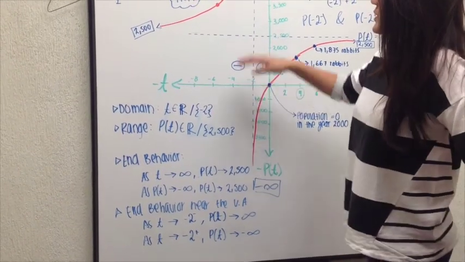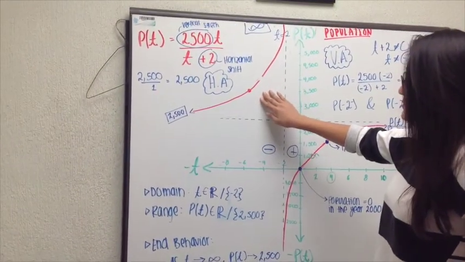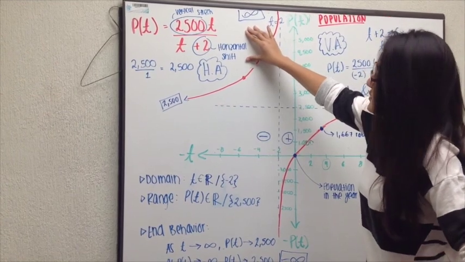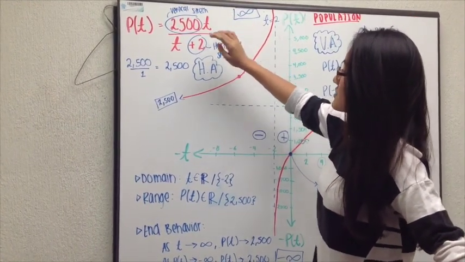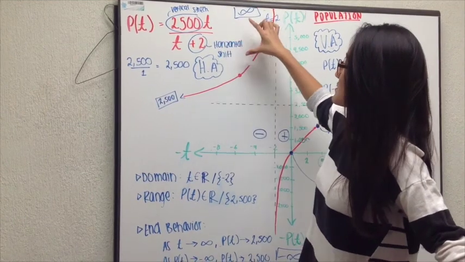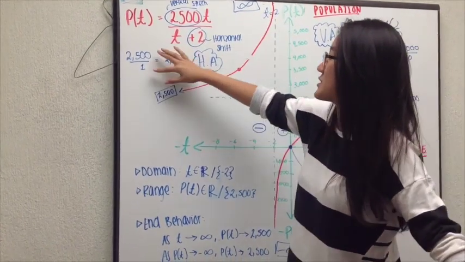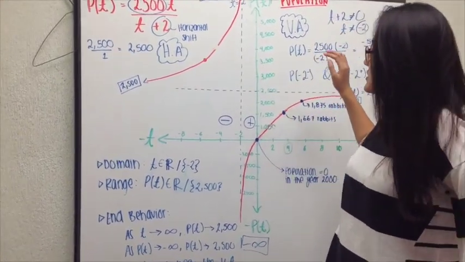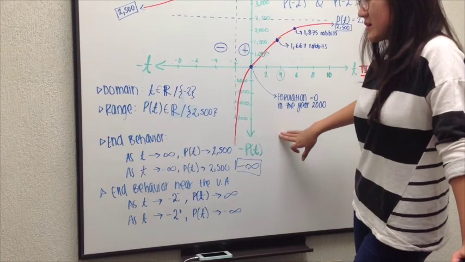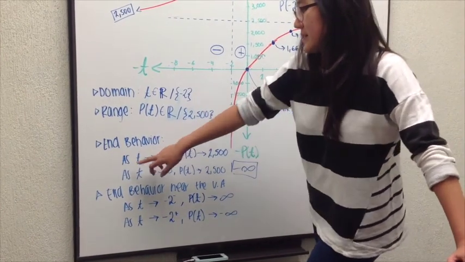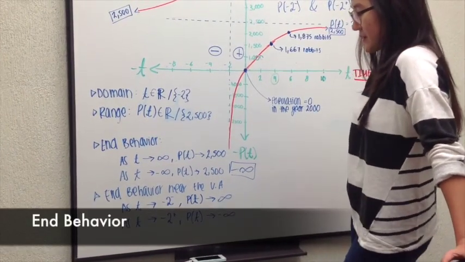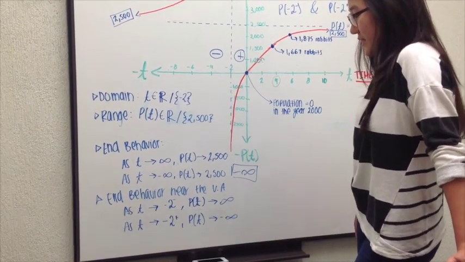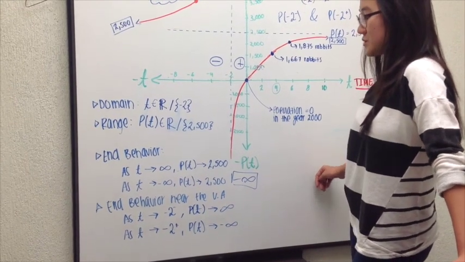And after that, we can get the horizontal asymptote, which we can get from this formula. By seeing the degree of both the denominator and the numerator, you can see that the degrees are the same. So we take the leading coefficients and divide them, and we get 2,500, which is here. So by all of that, we can conclude the end behavior, which is that as t approaches positive infinity, p(t) approaches 2,500, and as t approaches negative infinity, p(t) approaches 2,500.